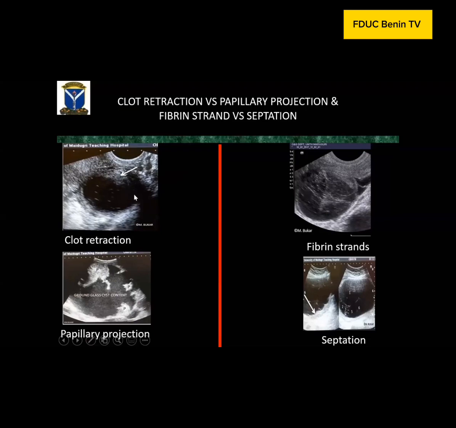If you are in doubt, apply color. This will take up color with the proper Doppler settings, but this will not take up color. Now, these are fibrin strings, and should not be confused with septae in cystadenoma.